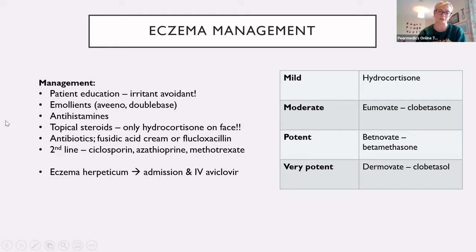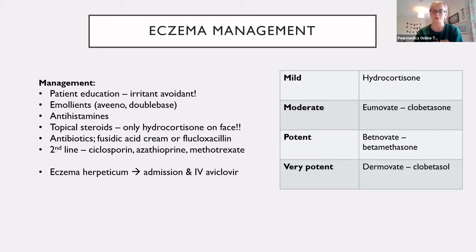So these are just ones that stick with me. They need to be put on as much as possible throughout the day. Just keep lathering it on. If you're putting on a steroid cream, you'd put the steroid cream on first and then emollient on top. It's like a protective barrier then. If they're having a lot of itching or there's an allergy component, antihistamines are useful.